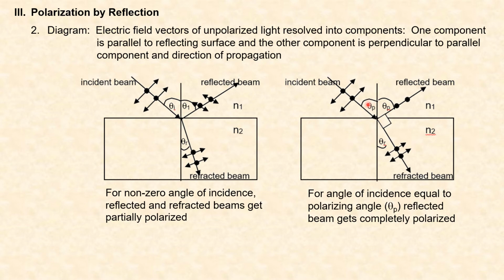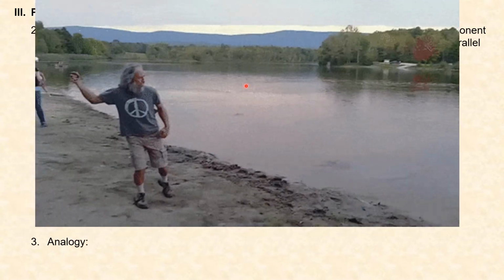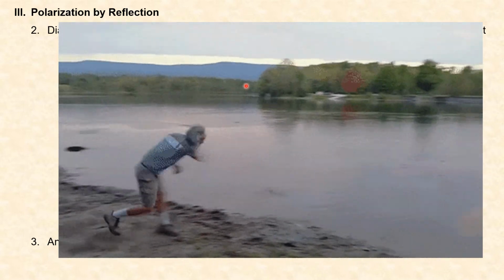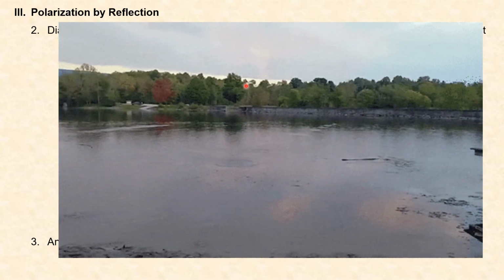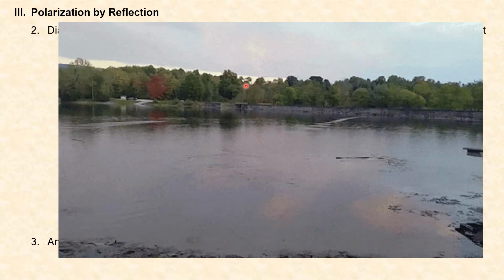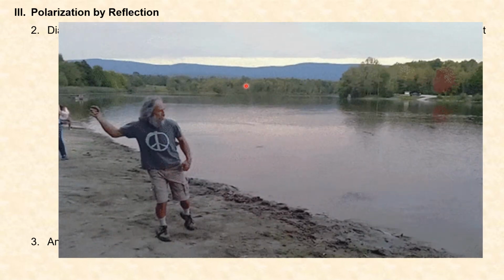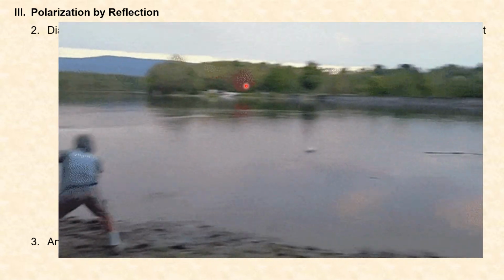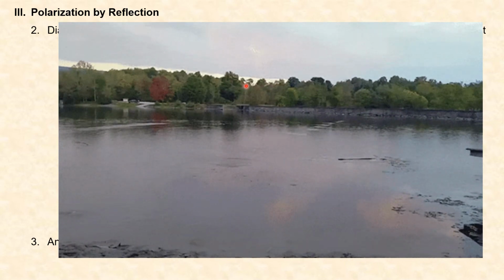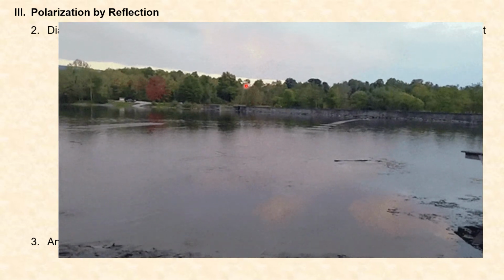So we want to try to explain why this happens, which we will in a future slide. An analogy that I kind of like, you know, all analogies are limited, but to see this phenomenon, I liken polarization by reflection to the act of skipping stones. And if you've done this before, you know that if you just randomly throw a stone in the water, most of that stone's energy is going to get transmitted right through the surface, because it's not going to skip.